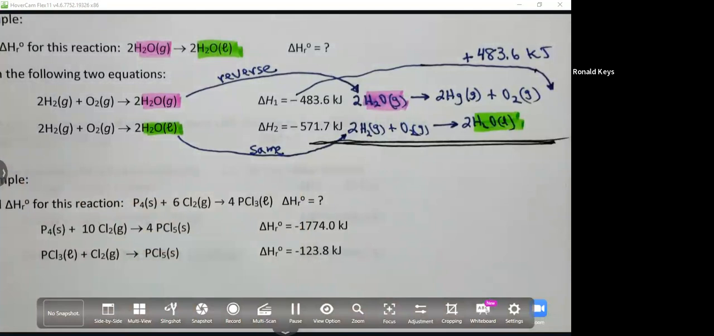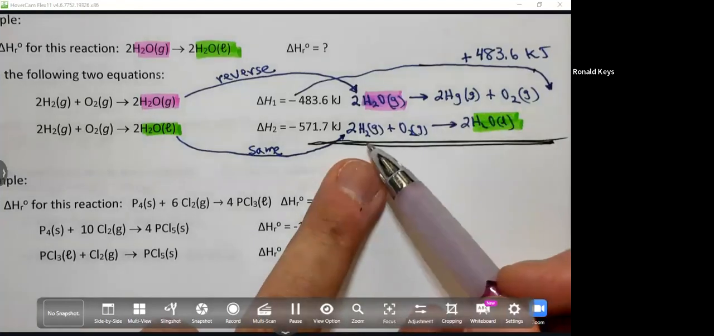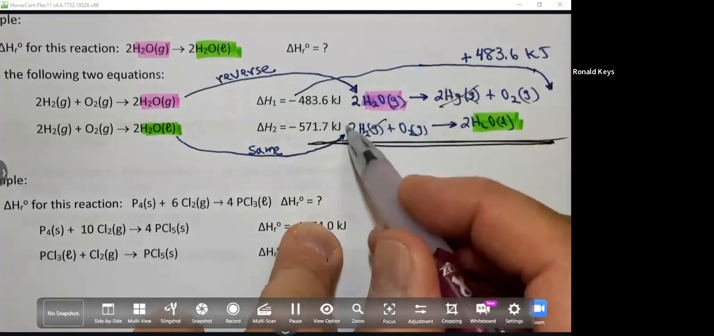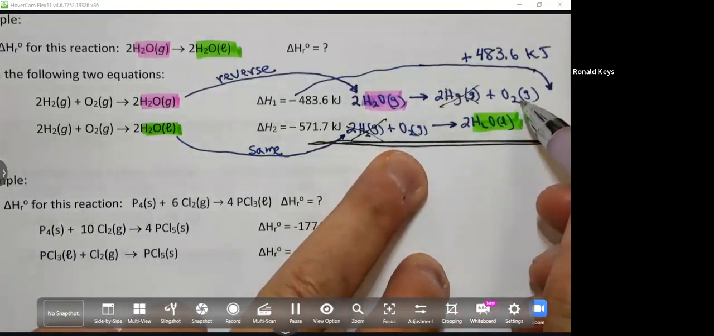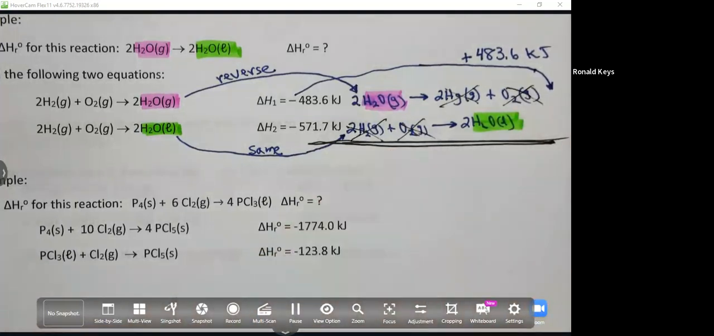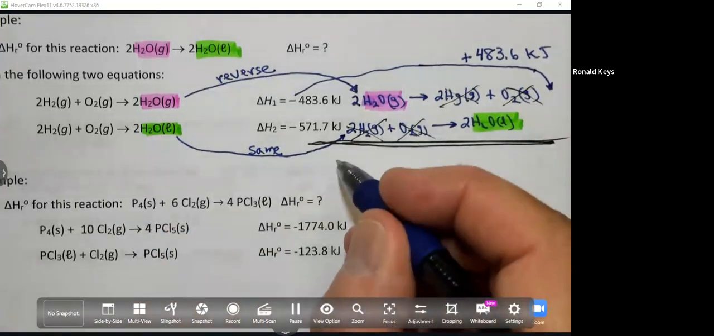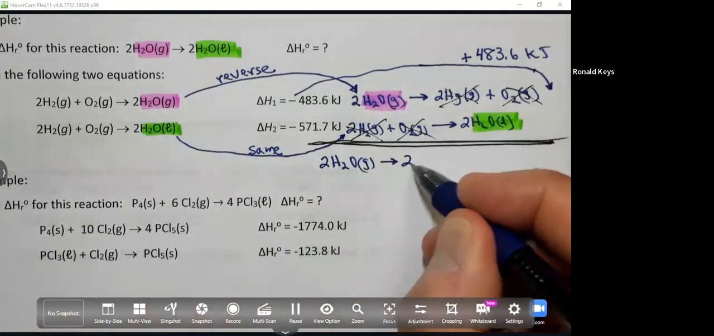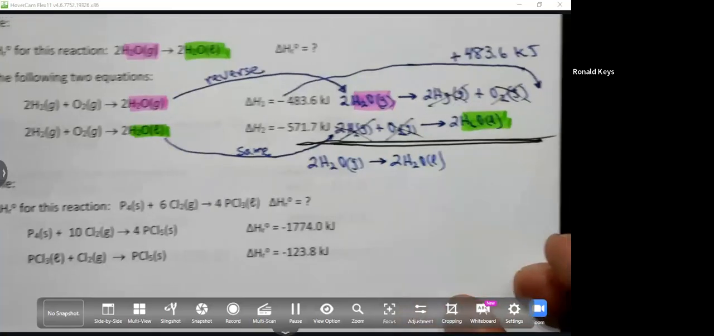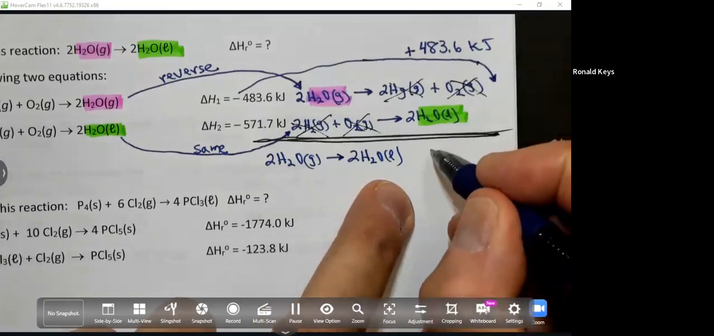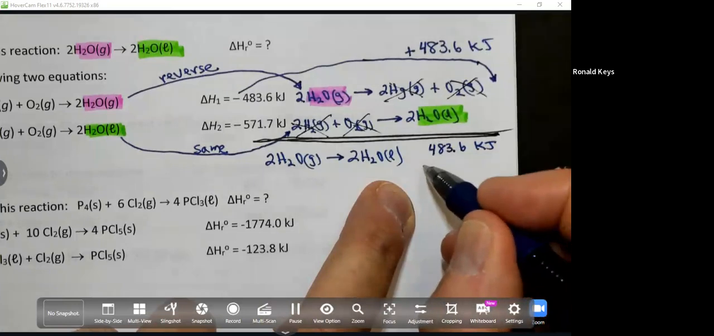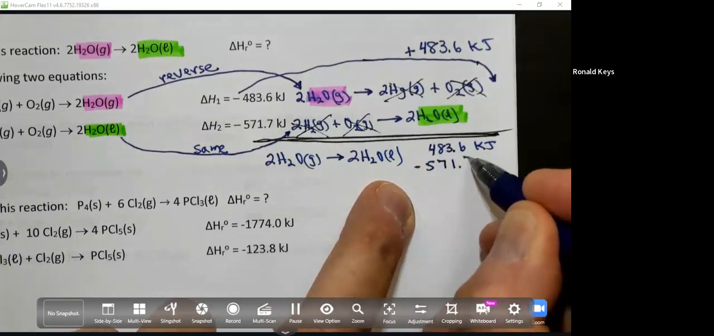I'm going to highlight that again. The rest should cancel out then. And they do. I have 2 H2O, I have 2 H2 gas. I'm going to put a light X here. And I have O2 gas as a product, and I have O2 gas as a reactant. I'll put a light X over them. And now I have 2 H2O gas going to 2 H2O liquid. And my heat is going to be 483.6 kilojoules and a negative 571.7 kilojoules.